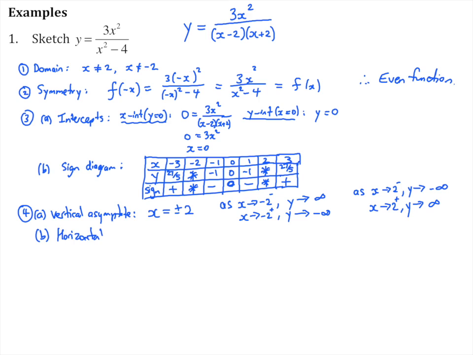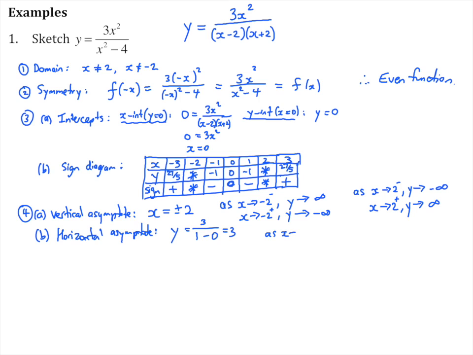Now the horizontal asymptote. To find the horizontal asymptote, I'm going to go to the original statement here and divide everything by x squared. 3x squared over x squared gives 3. X squared over x squared gives 1. 4 over x squared gives nothing, because if x squared is large, 4 over x squared is approaching 0, which means my horizontal asymptote is approaching the number 3.